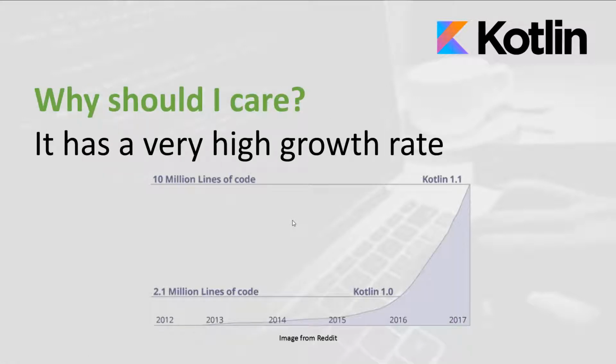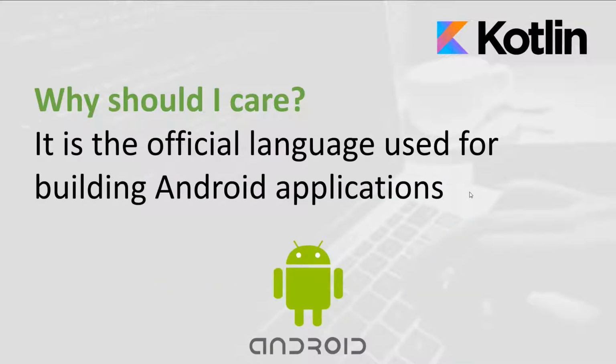Okay, but that being said, why should you care about Kotlin and why would you like to use it? Well, first of all, Kotlin has a very high growth rate. If you look at the graph below, you can see that the use of Kotlin literally exploded in the last year or so. And this is also due to the fact that Google decided to make Kotlin the official language that is used for building Android applications. And I think this is a really positive sign that Kotlin is here to stay.